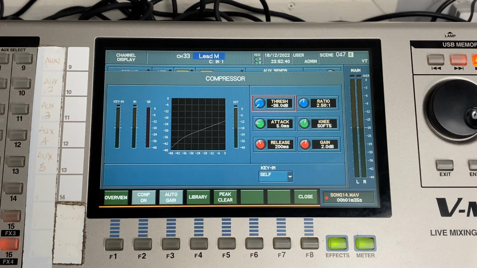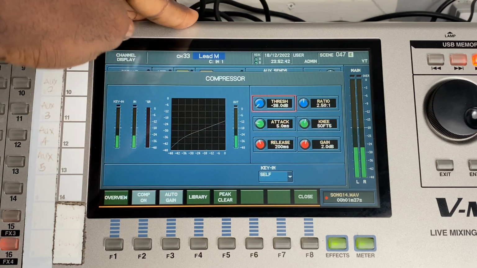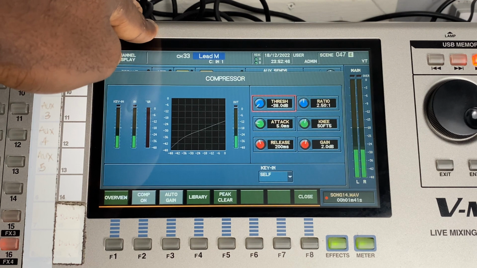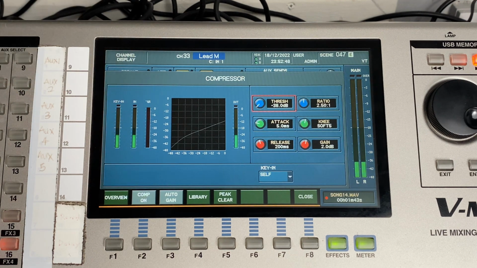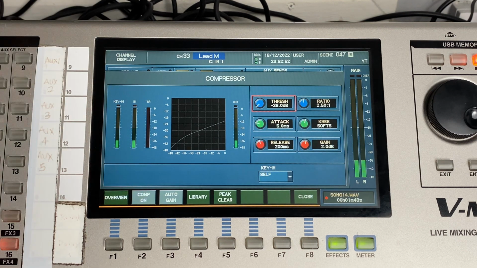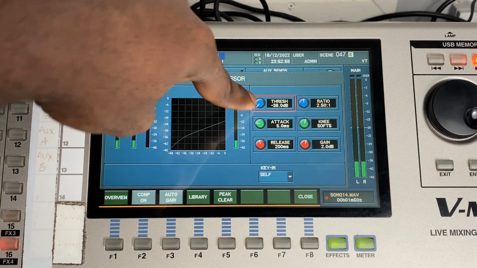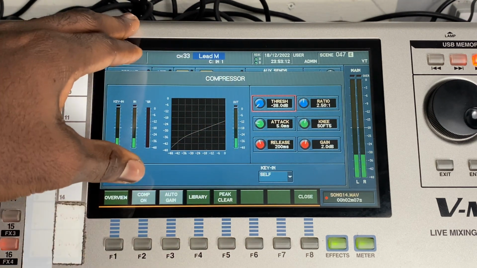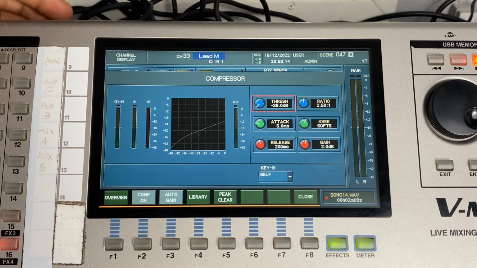The first thing you notice here is that there are a couple of parameters to the compressor. The first one here is the threshold. The threshold simply is a point after which the compressor kicks in. So when the signal passes the threshold that has been set, the compressor actually starts working. The ratio determines the extent to which the compressor compresses the sound, if that makes sense.